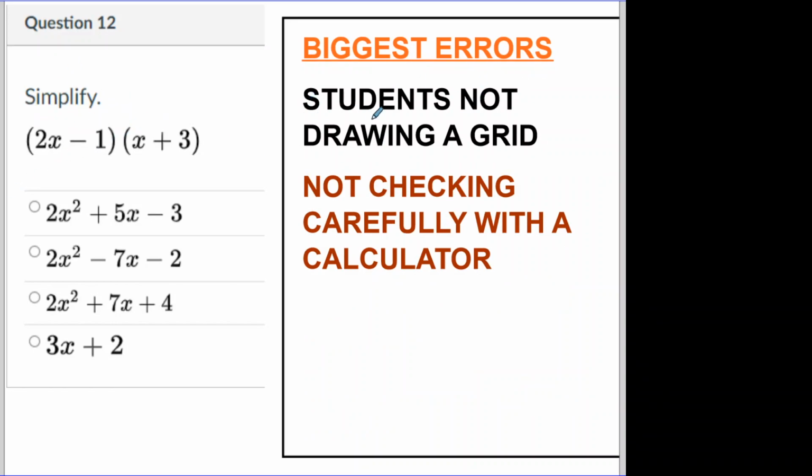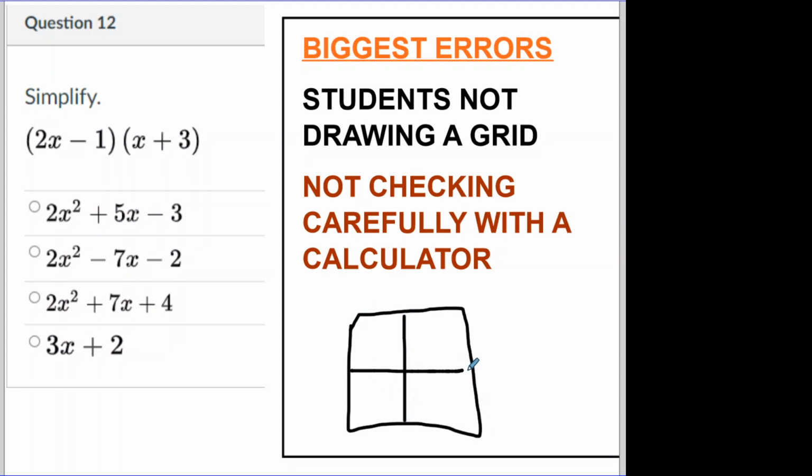Students not drawing a grid would be my guess for this. It looked like some people just try to guess these ones. So for each of the questions where you're multiplying a binomial times a binomial, which was pretty much most questions in the third section, just make sure you go ahead and draw the grid.